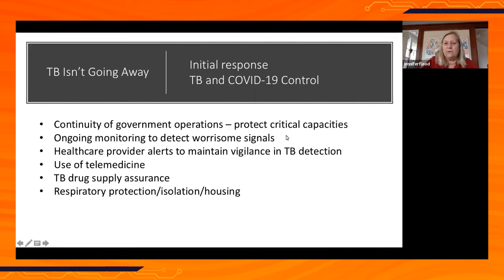We need to protect those critical capacities. We can't let those critical capacities shrink in the face of the pandemic. We also need to have very good surveillance with ongoing monitoring to detect worrisome signals. Are we seeing more people that are dead at diagnosis that did not have the chance to have curative treatment because TB wasn't diagnosed, they presented too late, or a provider didn't think TB? We're doing a lot of surveillance in California, looking to see, on a month-by-month basis, whether we're seeing more TB deaths and we're seeing more severe disease.